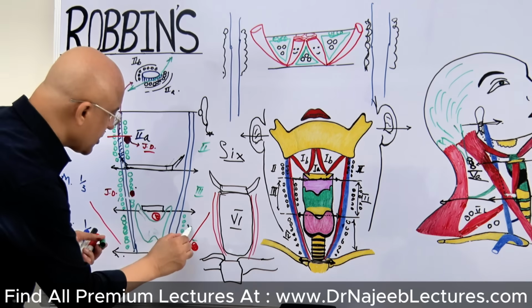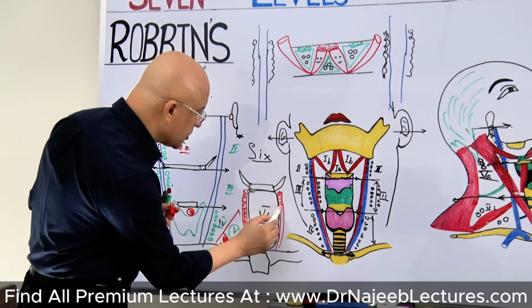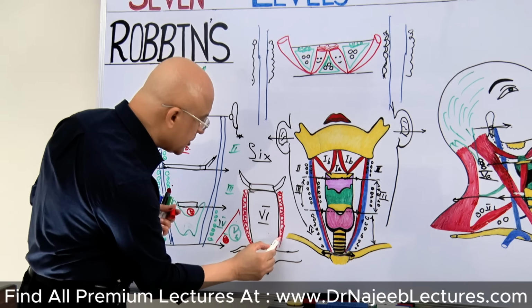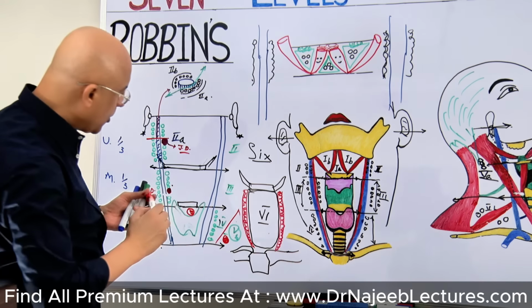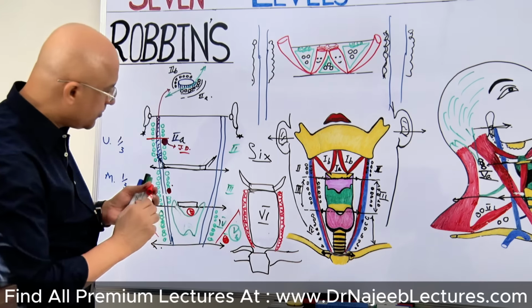Okay. Now, don't confuse this diagram with this diagram. This is your, what is this? Carotid artery, right? Carotid system we should say, because as it goes up, it divides into external and internal. Now, this is level 6.